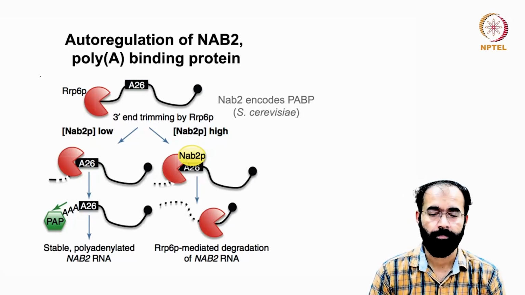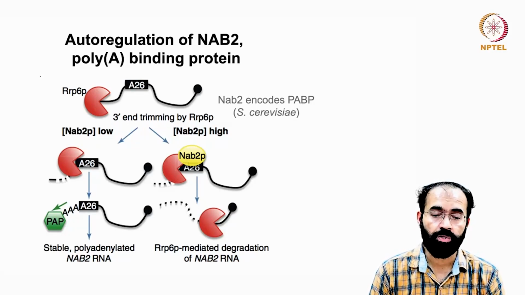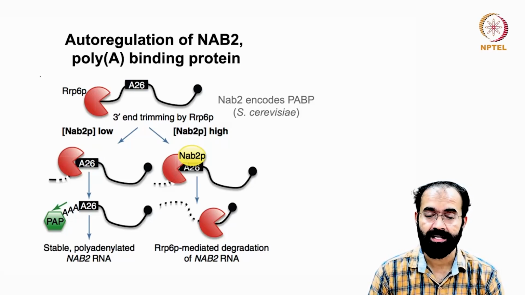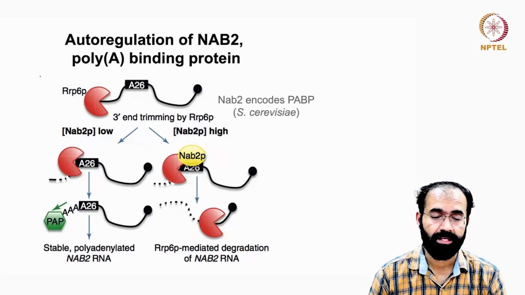So when NAB2 is high, then it can bind onto the A26 region, and this binding can stimulate RRP6P, that is an exonuclease, and it will further chew up beyond this A26 region and it will completely degrade the RNA when NAB2P is high.